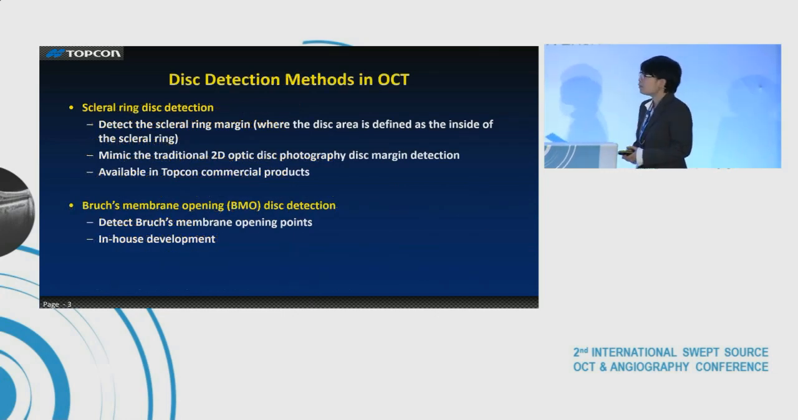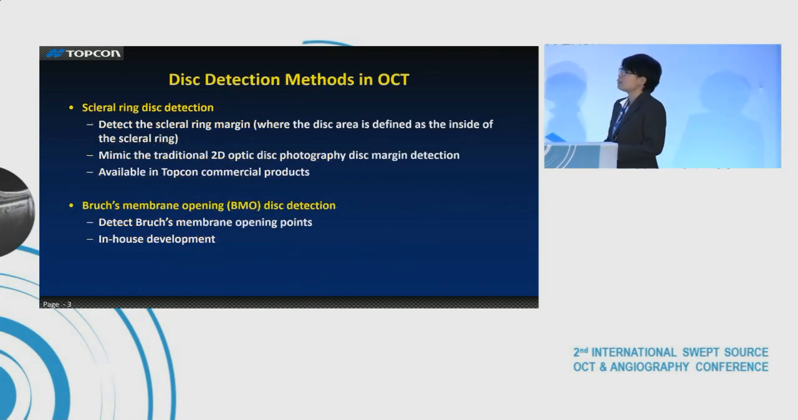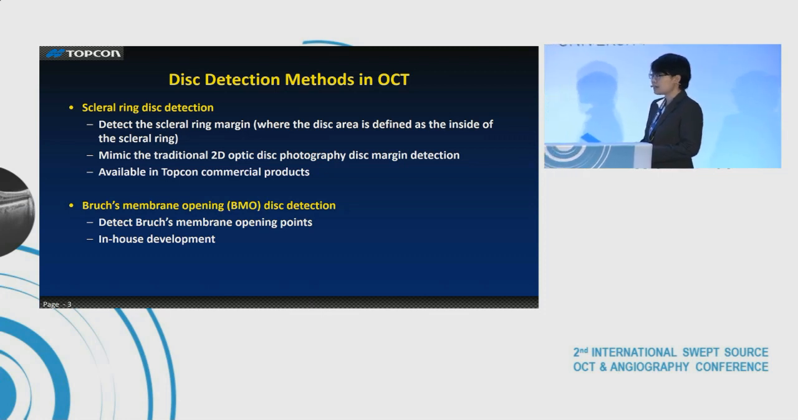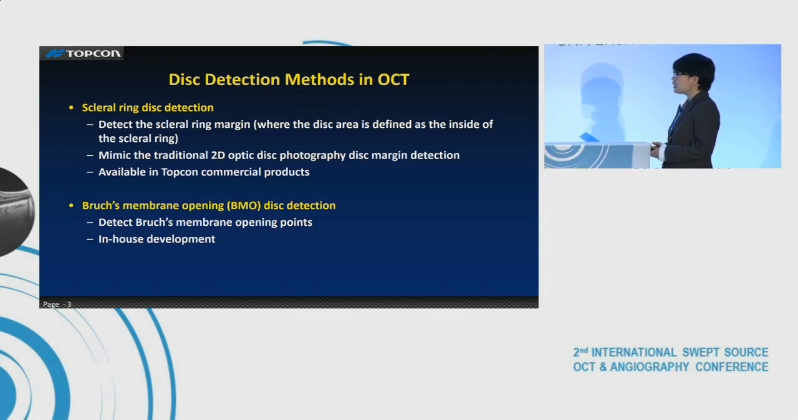To begin with, I want to briefly introduce the disc detection methods in OCT. The first one is Scleral disc detection. It is to detect the Scleral margin, where the disc area is defined as the inside of the Scleral. This method was originally developed to mimic the traditional 2D optic disc photography disc margin detection. It is widely available in Topcon commercial OCT products like Triton, Maestro, Atlantis, etc.